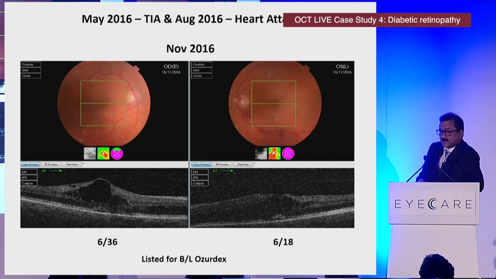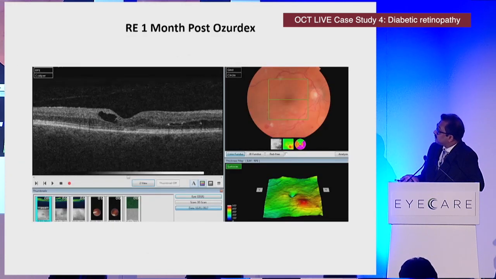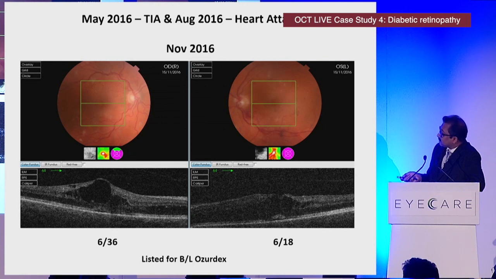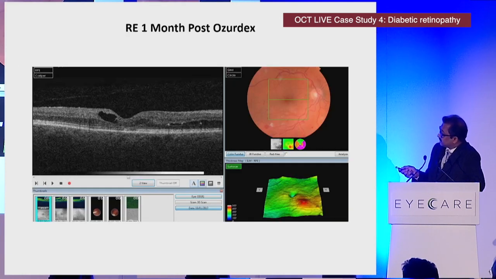Because he had a medical history of stroke and heart attack, this time instead of giving him anti-VEGF, we listed him for Ozurdex in each eye. He received the first Ozurdex in the right eye, I think in December, and this is his OCT scan. The right eye looks better. This was the right eye before the Ozurdex injection, and this is the right eye in January, just a couple of weeks ago.